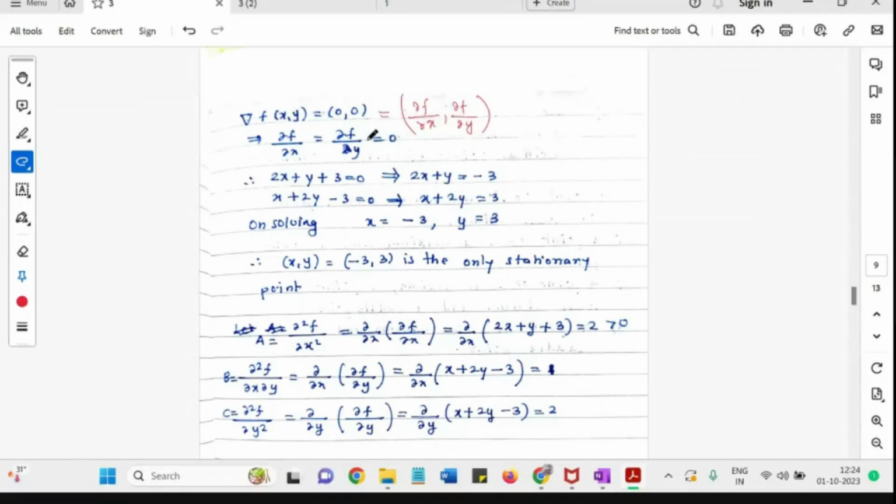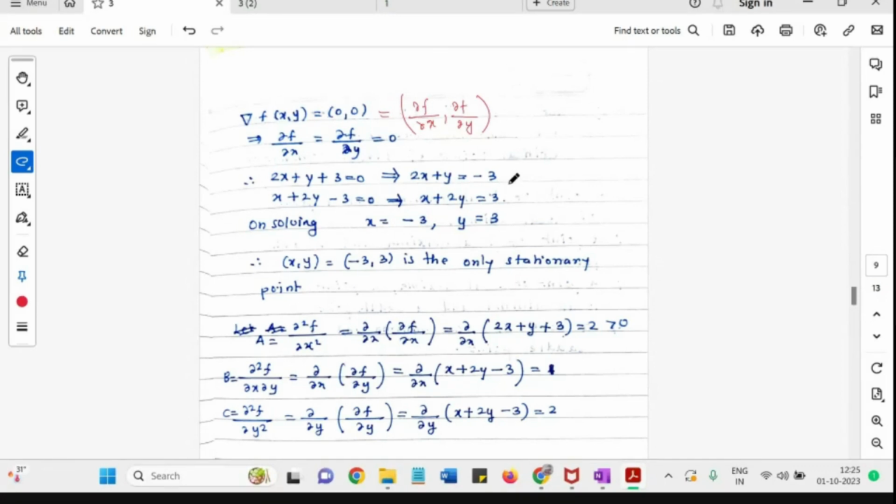Now ∂f/∂x equal to 0 gives me my first linear equation, 2x + y + 3 equal to 0. My equation turns out to be 2x + y = −3. ∂f/∂y is x + 2y − 3. That equal to 0 gives me my second linear equation, x + 2y = 3. Now you can solve this by using Cramer's rule. You can solve this by using simultaneous equations. You can solve this by using your row echelon form.